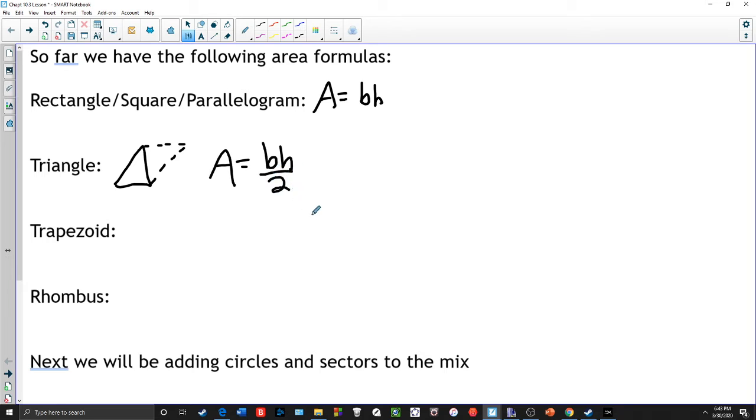Again, it's always good to remember the origin of these formulas. That way it basically helps it sink in better in your head, essentially. Because if you know where it comes from, there's less of a chance of you simply forgetting it.